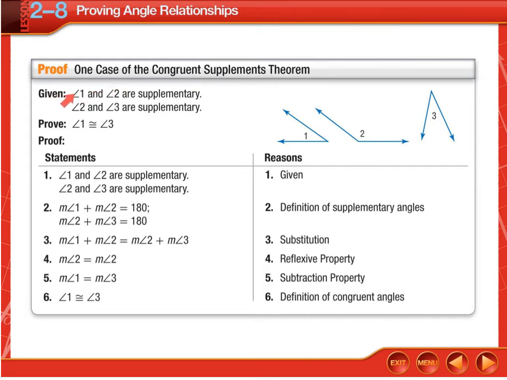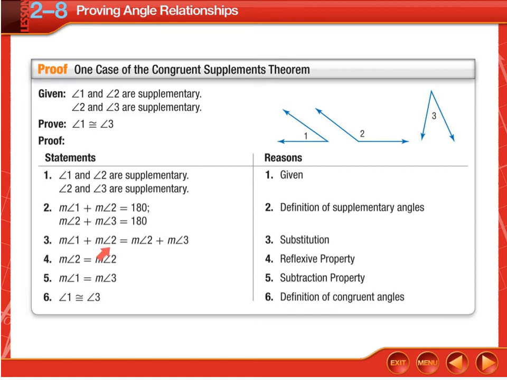So if we are given that angle 1 and angle 2 are supplementary and angle 2 and angle 3 are supplementary, we want to prove that 3 and 1 are congruent. So we write down our given, and then we have given as our first reason. The definition of supplementary is that the angles' measures added together equal 180. That's the definition of supplementary angles. Then since both of these sums of angles are equal to 180, we can set those equal to each other. That's by substitution.